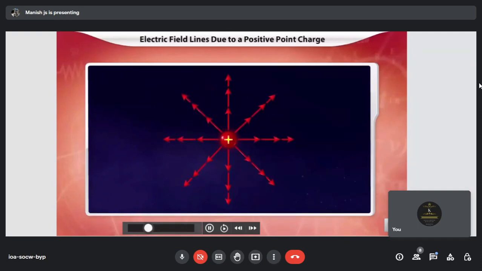The electric field intensity at a point decreases inversely as the square of the distance of that point from the charge. This is indicated through the length of the arrows. Observe that the outward arrows get shorter as they move away from the positive charge. Now, let us connect the aligned multiple arrows.